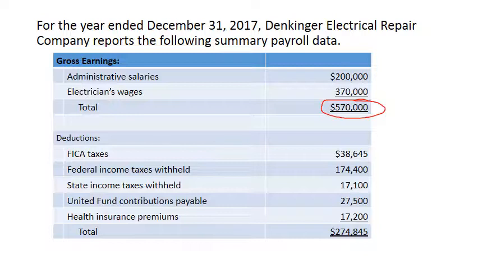So they withheld FICA taxes. They did federal withholding. So this is the FICA withholding. This is the federal withholding. This is what they withheld for state. This is voluntary withholding for United Way. This is voluntary withholding for health premiums. So these were already calculated and I just gave you the numbers.